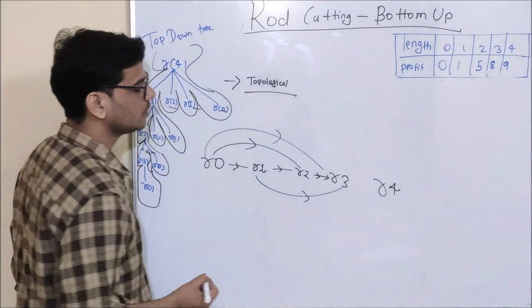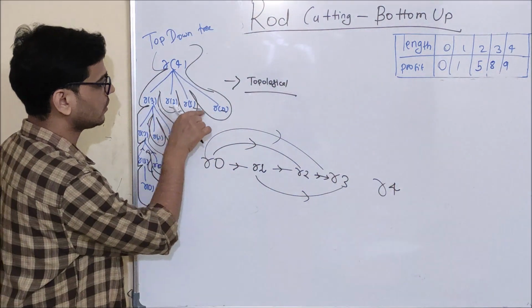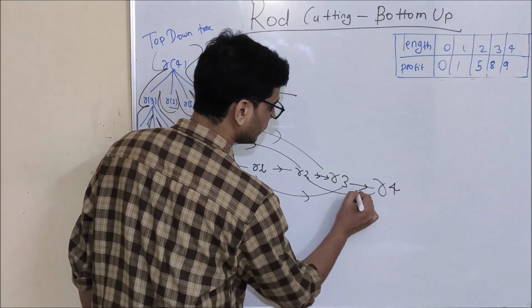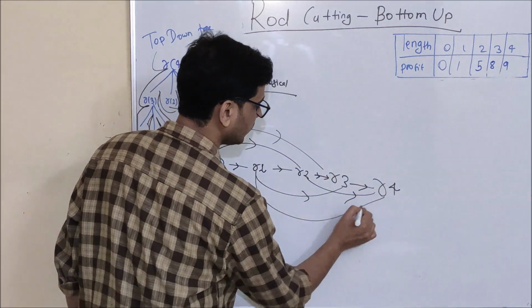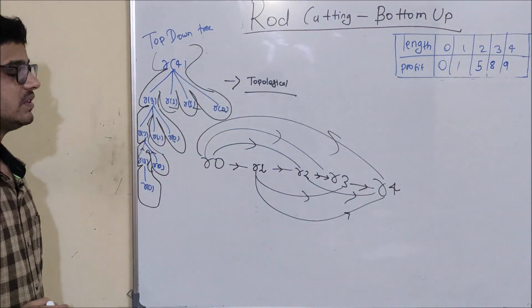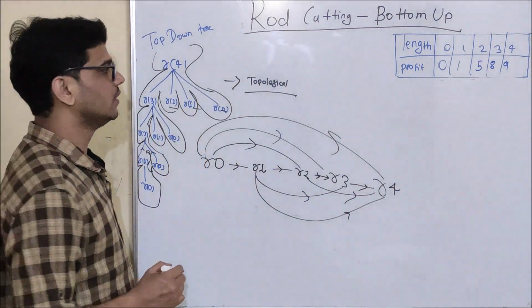And what is R4 using? R3, R2, R1 and R0. So basically, what are my conclusions from here?